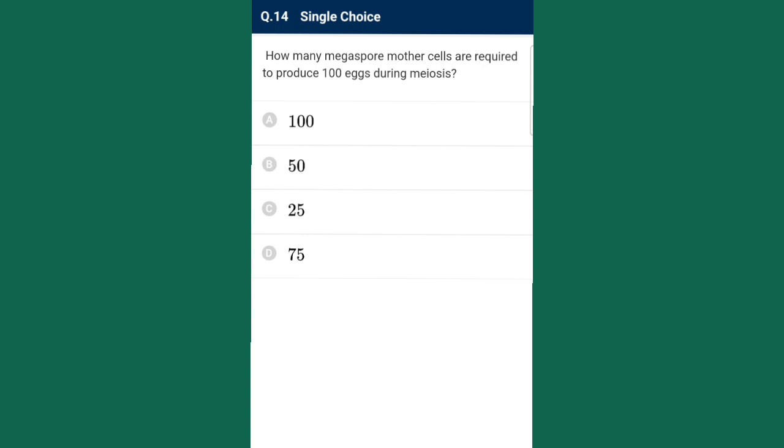Question number 14. How many megaspore mother cells are required to produce 100 eggs during meiosis?